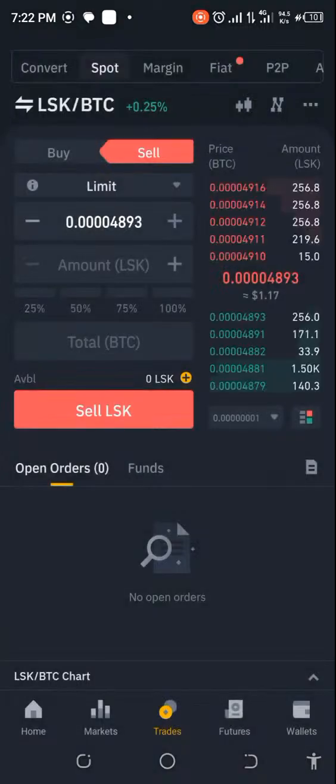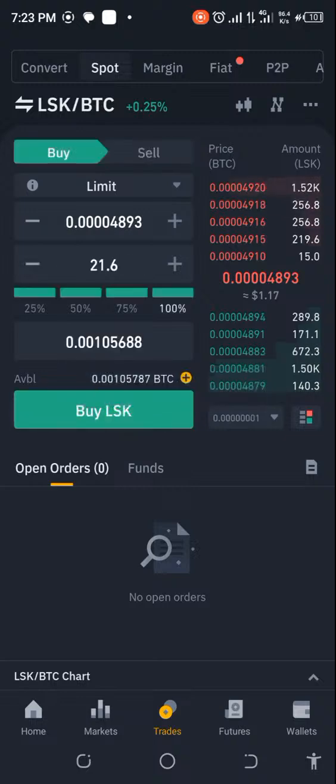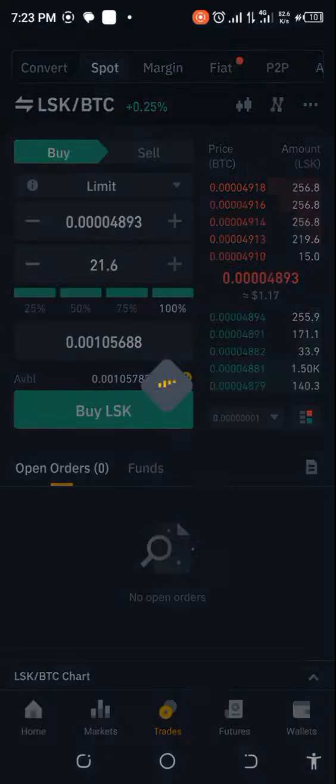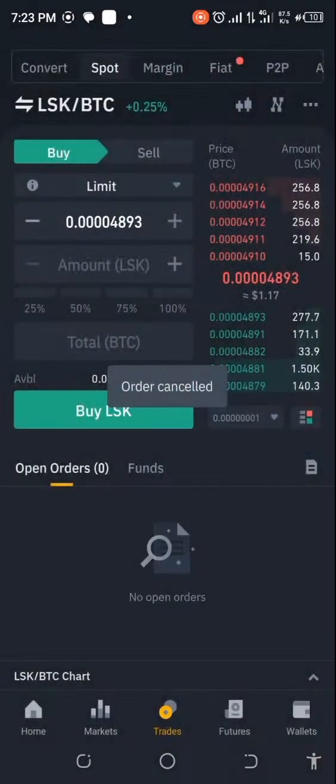Okay, so what I want to do now is purchase LSK. I'm buying. I want to buy 100% worth of that, so that will give me this amount. Then I'll go ahead and click on buy. Okay, it puts me in the queue, but I actually don't want to be in the queue. Let me cancel that and see what we can do.